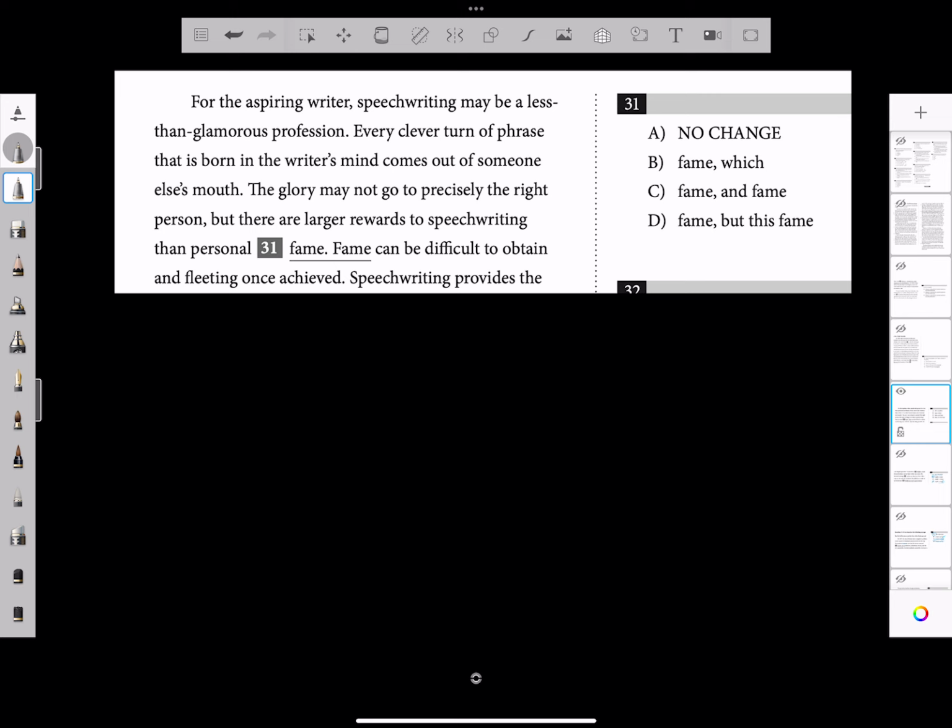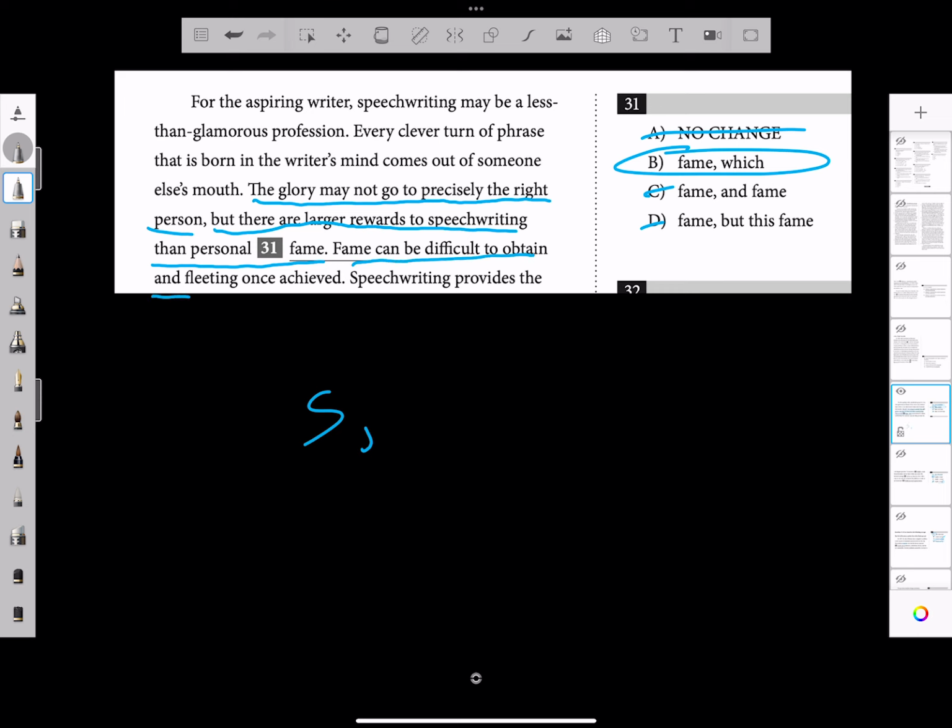All right, so we are basically combining these two sentences. Redundancy is a bad thing. The fact that that says fame twice in a row probably tells us we're not picking that. And C and D both say the word fame multiple times as well. So the answer is B, and that's because we have a comma that is separating a sentence from a fragment or a fragment from a sentence. The glory may not go to precisely the right person, but there are larger rewards to speechwriting than personal fame, which is a sentence, which can be difficult to obtain and fleeting once achieved. Fragment. Sentence, comma, fragment. Perfect.